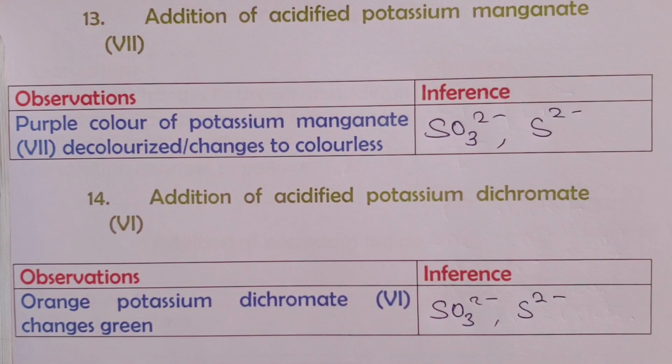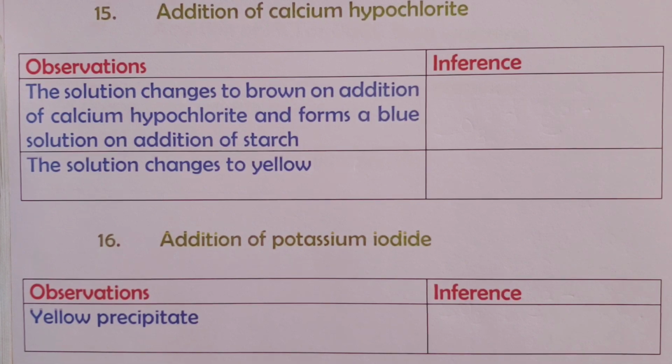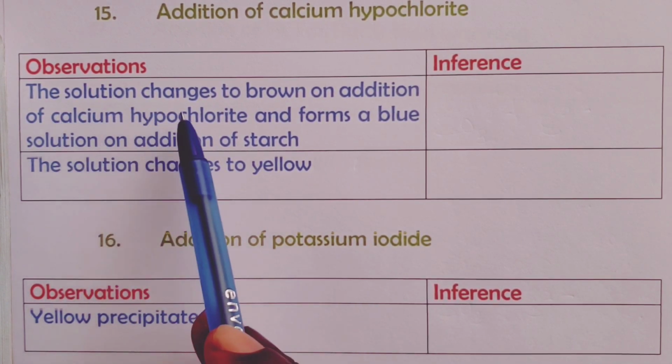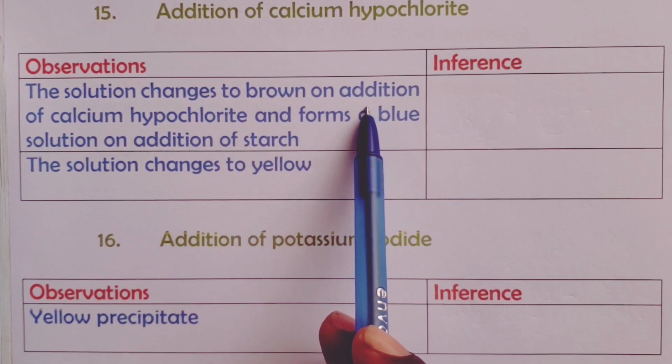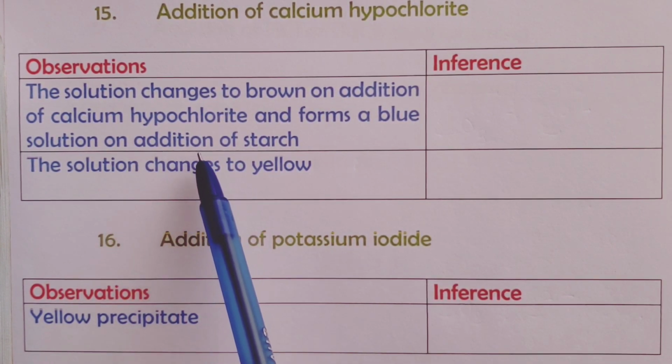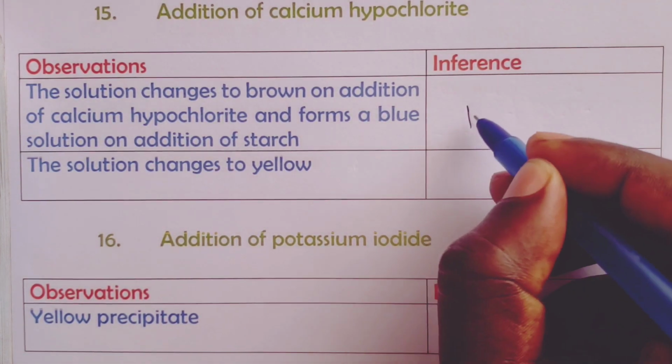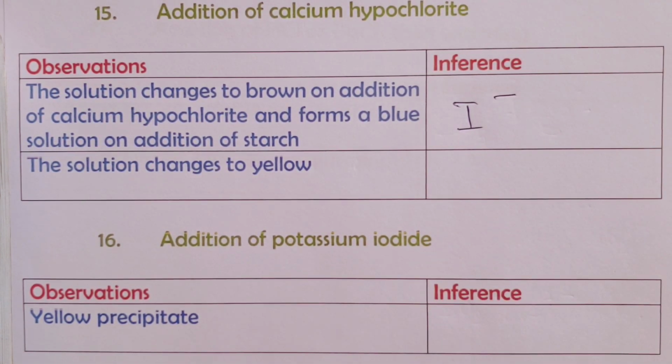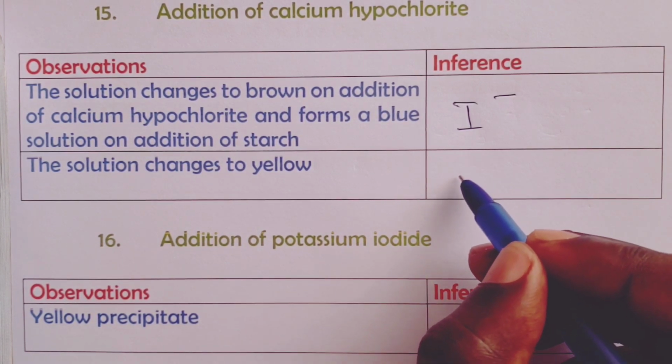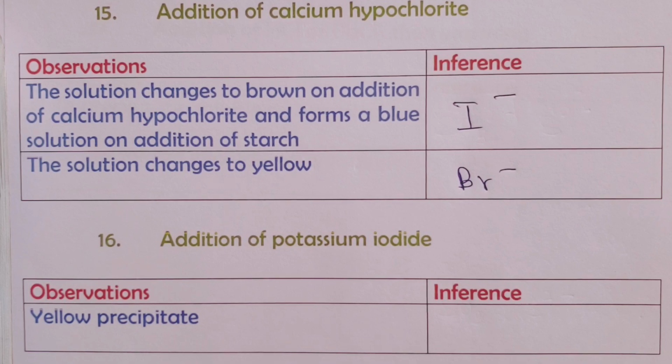Now to calcium hypochlorite. Now when you are told to add calcium hypochlorite and we observe the solution changing to brown, which finally forms blue solution on addition of starch, this is the test for iodide ions. And if the solution changes to yellow, this is bromide, of course, present. We also have addition of potassium iodide. Characteristic yellow precipitate actually tests for lead ions being present.